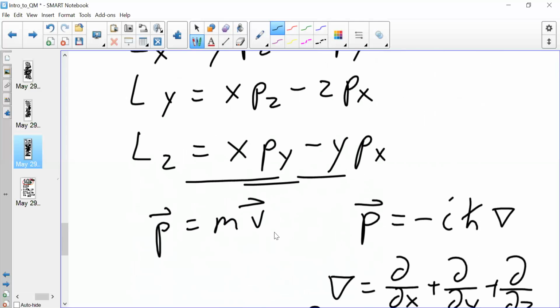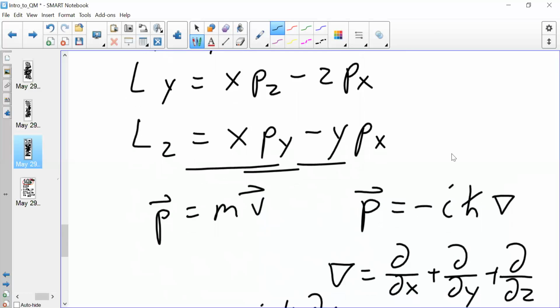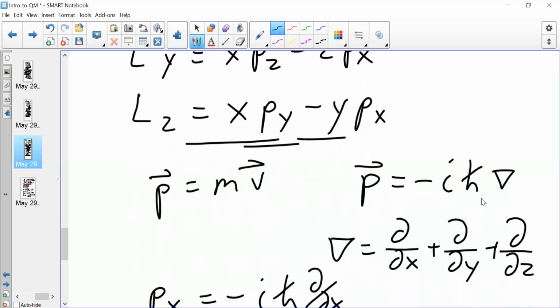That's classical physics. In quantum mechanics, we won't derive this, but in quantum mechanics, momentum is negative i h-bar del operator. Okay, you just take it for granted for now. The derivation of that is a little above your pay grade for right now. You're going to get there, and this is going to be quite simple.